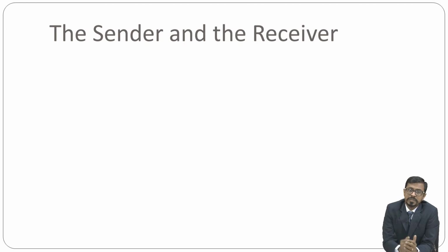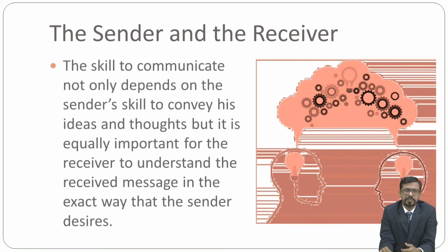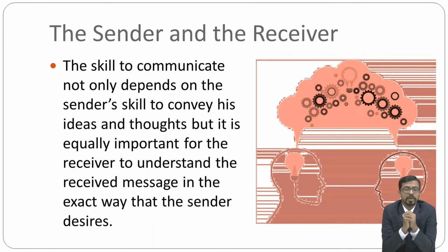The two major individuals included in communication skills are the sender and the receiver. Who are they? The skill to communicate not only depends on the sender's skill to convey his ideas and thoughts, but it is equally important for the receiver to understand the received message in the exact way that the sender desires. So, the sender and the receiver are the two important pillars through which the communication process can be held.